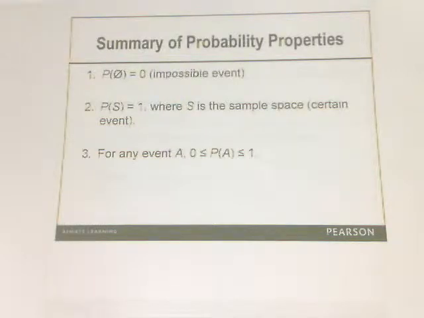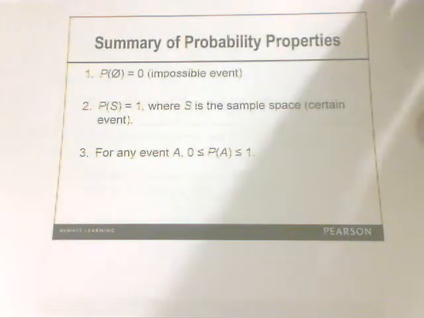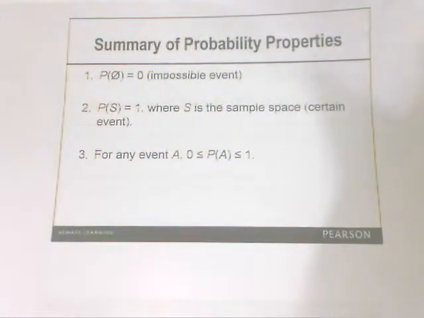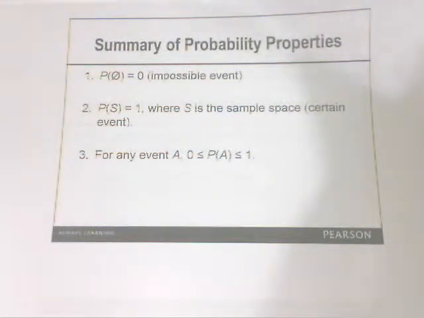Okay, we'll summarize the probability properties. Number one, the probability of the empty set is 0, which is an impossible event. The probability of the sample space is always equal to 1, where S is the sample space. That's called a certain event. And then number 3, for any event, the probability of event A is always going to be a value between 0 and 1. And that does include 0 and 1. So keep in mind, probabilities cannot be negative and cannot be a value bigger than 1. It's always greater than or equal to 0, and less than or equal to 1.